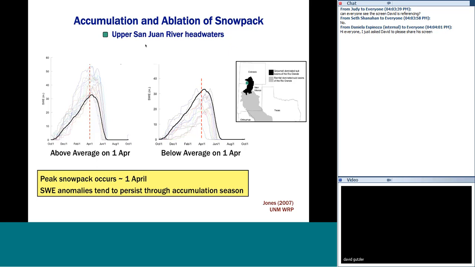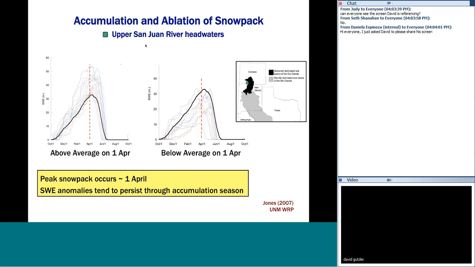But in addition to an average peak on April 1st, if we average a bunch of above average snowpack years, the curve on the right shows a bunch of years that all have above average snow water equivalent on April 1st. And the curve on the right shows a bunch of years where there was below average snow on April 1st. The point is that almost all the above average years exhibit above average snow accumulation even well before April 1st. So we get predictive value even early in the calendar year by looking at the observed snowpack in the southern Rocky Mountains.